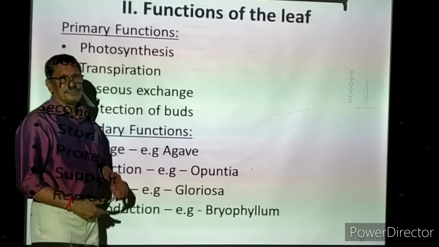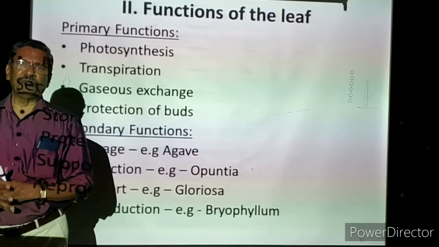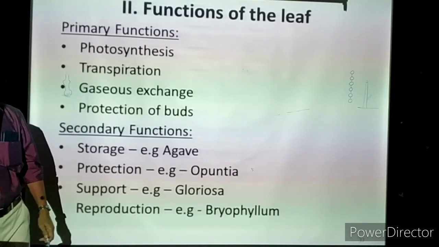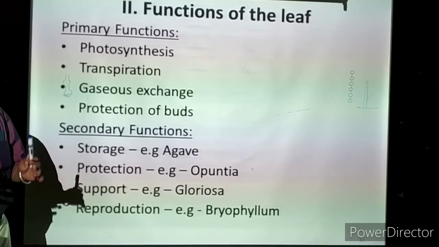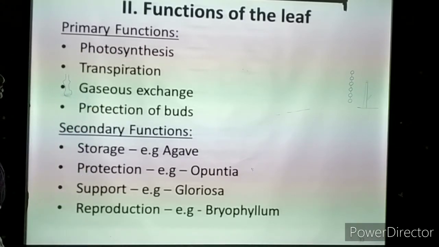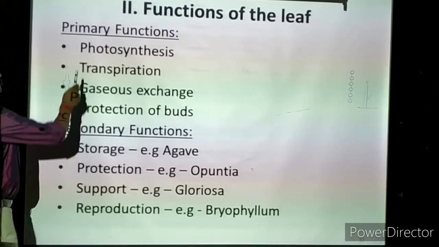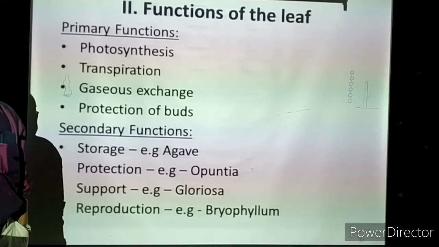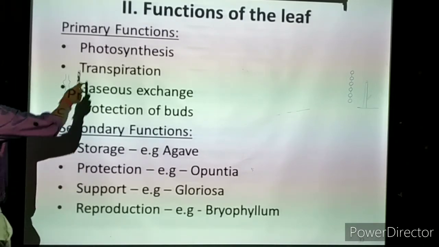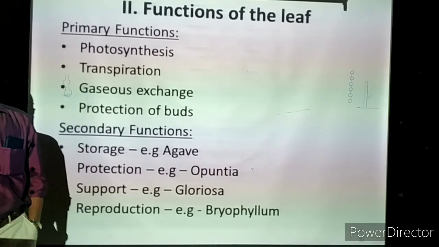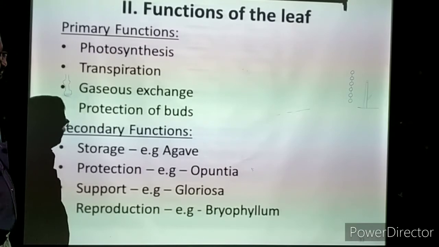Now, functions of the leaf. The leaves are performing some important functions. The primary functions, that is the purpose of formation of the leaf, are certain important functions. We can call them primary functions, main functions. Photosynthesis. In any plant, if the leaf is green, it is meant for photosynthesis. That is the first one. The second one is transpiration. Now, this is another important function.